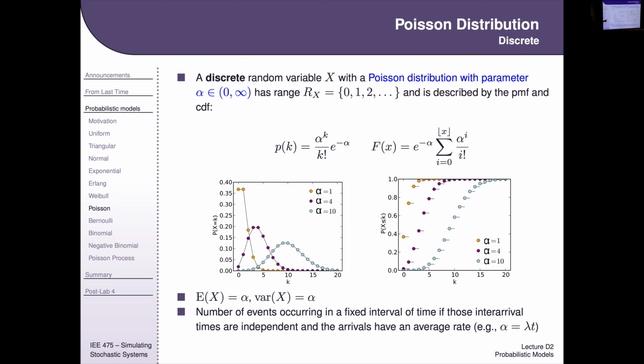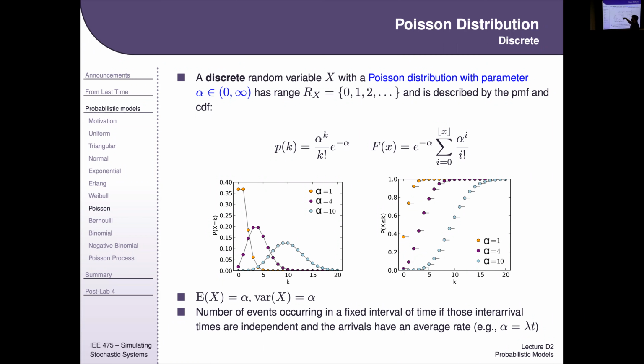So it's a count of arrivals. Given that I know how often things arrive within an interval, and I know the length of that interval, then what's the distribution of the count of things that happen during that interval? And that is a Poisson random variable. And so it has this as its probability mass function.